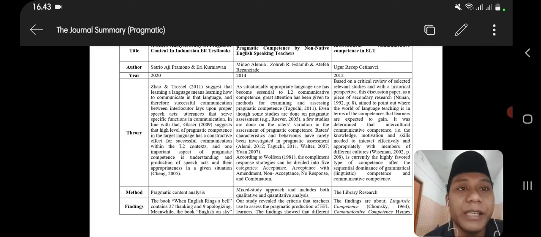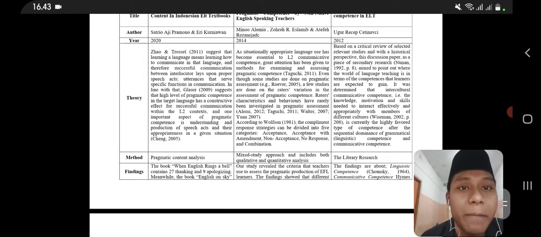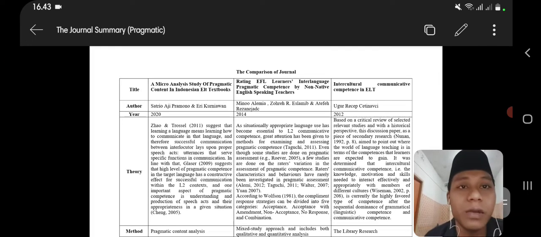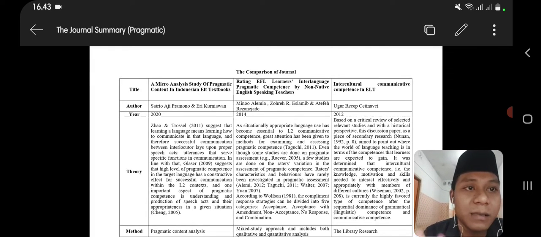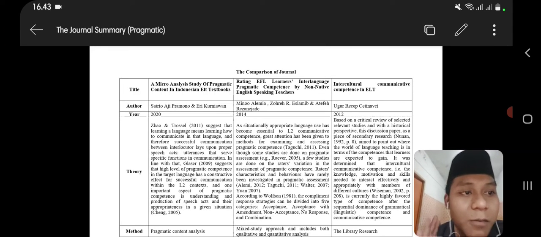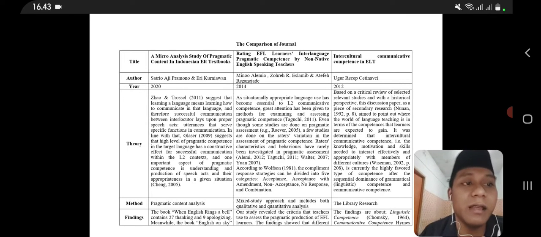Let's go to the theory, because here I would like to make comparisons between theory, methods, findings, and also the conclusions. Actually, when we see from the titles, there are really differences. It's a different topic, but it has a main topic. The main topic is about pragmatics. But the designs of the articles, the theory, the methods, and also the findings will be different, either in objects, subjects, and other parts of the article.